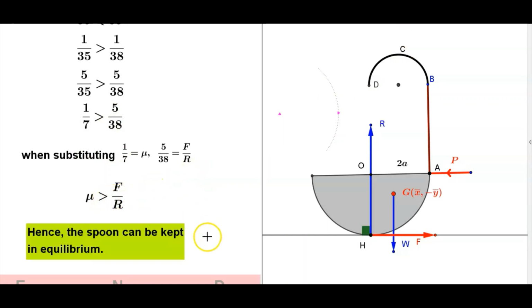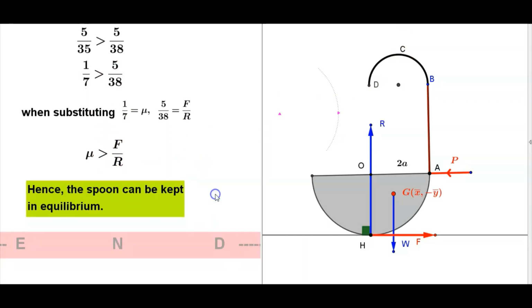Therefore, mu is greater than F over R. Hence the spoon can be kept in equilibrium. Equilibrium is possible at this position by applying a horizontal force so that OD is vertical. Mu is greater than F over R. Hence, the spoon can be kept in equilibrium.